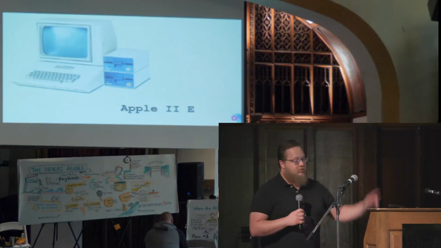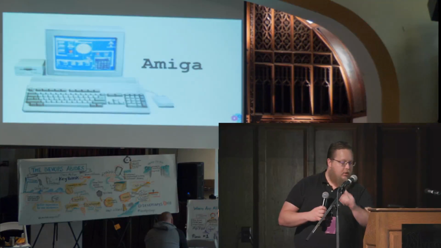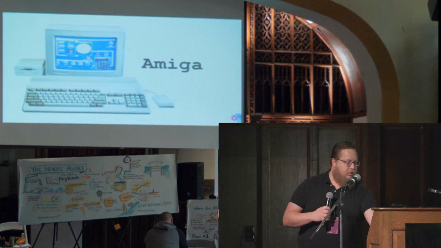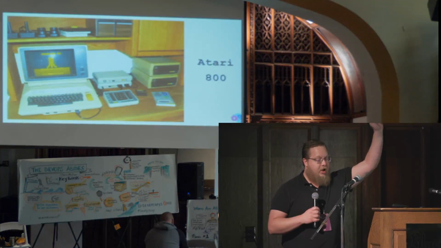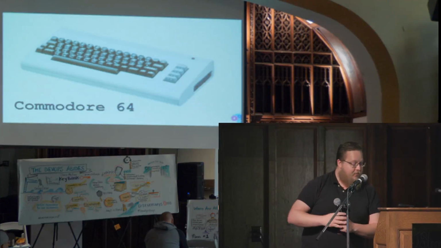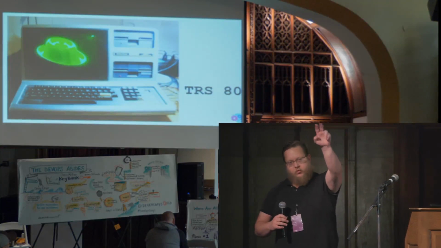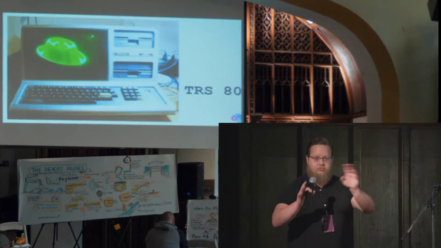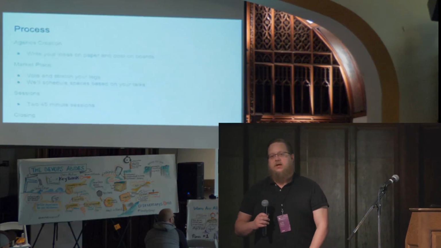So we have a couple spaces. We have Apple II over on stage left, Amiga, stage right. Atari 800 is stage left up on the balcony. The Commodore 64 is up top over there. Tandy and TRS are in that front room upstairs, both sides. Both sides.